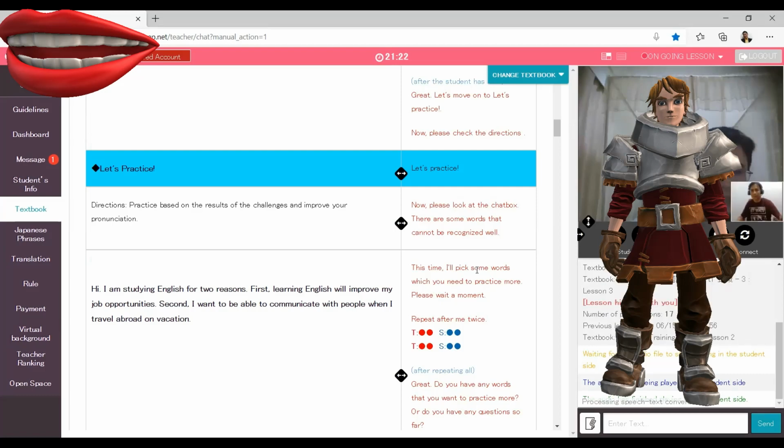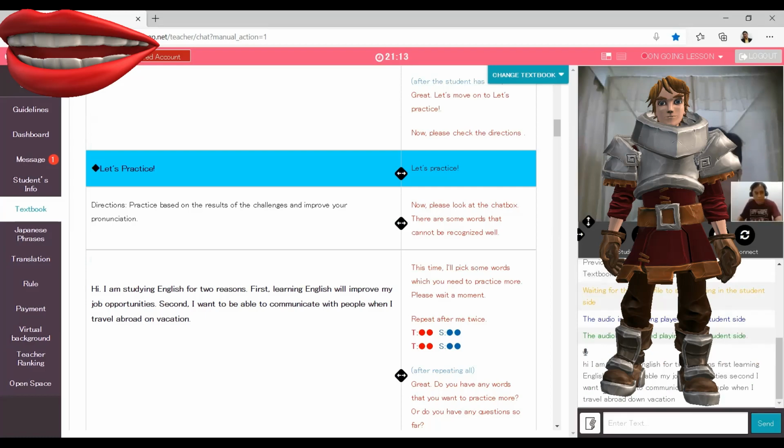Okay, all right. Now please look at the chat box. Let's see if there are some words that cannot be recognized. Hi, I'm studying English for two reasons. First, learning English will... removable. Oh, the word improve. My job opportunities. Second, I want to be able to communicate with people when I travel abroad on vacation. All right. So just two words. We have the word improve.